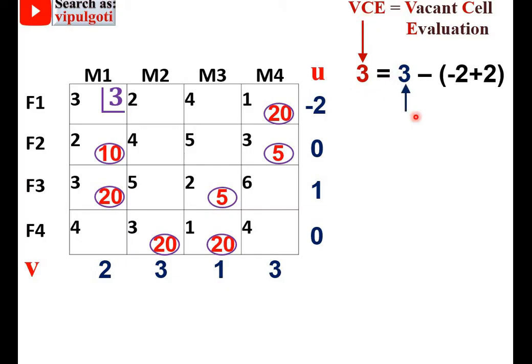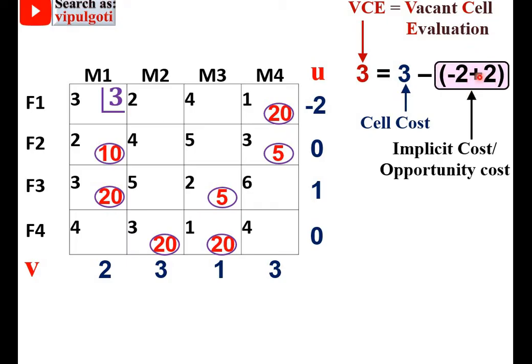VCE is equal to cell cost minus corresponding sum of Ui plus Vj, and that is known as implicit cost or opportunity cost. Once again look at this value VCE, that is equal to Cij, that means 3, or you can say cell cost, minus corresponding sum of Ui and Vj. Here you can see minus 2 plus 2. Very simple. This is the algebraic summation of the corresponding U and V, and this one is your cell cost.